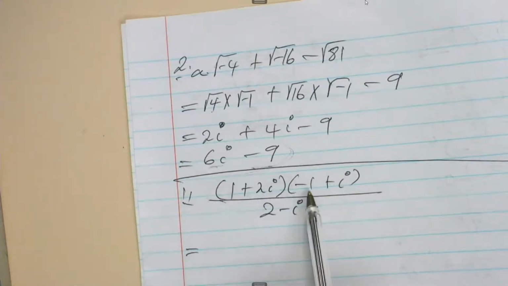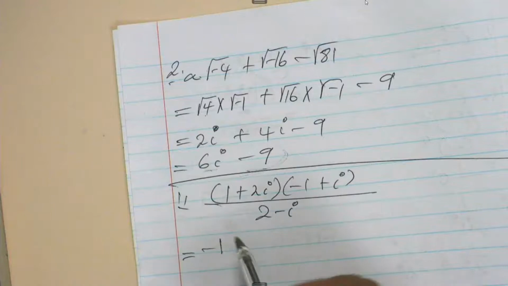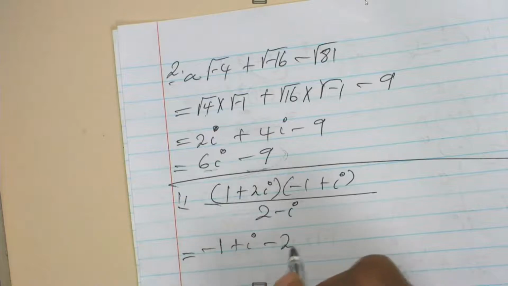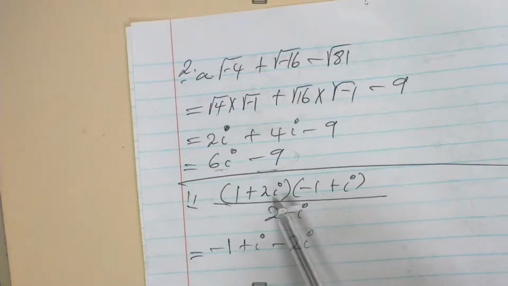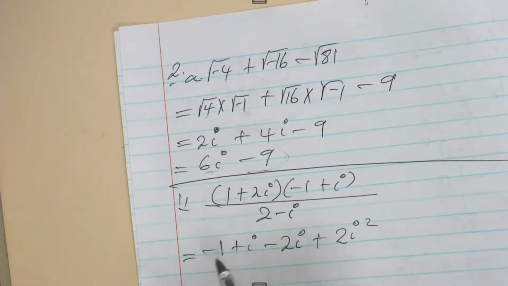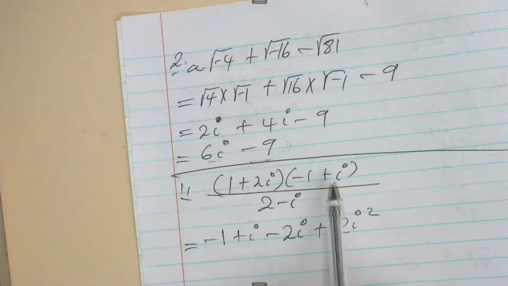We have 1 multiplied by negative 1 is negative 1. And then 1 multiplied by i is i. And then 2i multiplied by negative 1 is negative 2i. And then 2i multiplied by positive i is 2i squared. Remember, 1 multiplied by negative 1 is negative 1, 1 multiplied by i is i, which is positive. But positive 2i multiplied by negative 1 is negative 2i. And then 2i multiplied by a positive i gives us 2i squared.